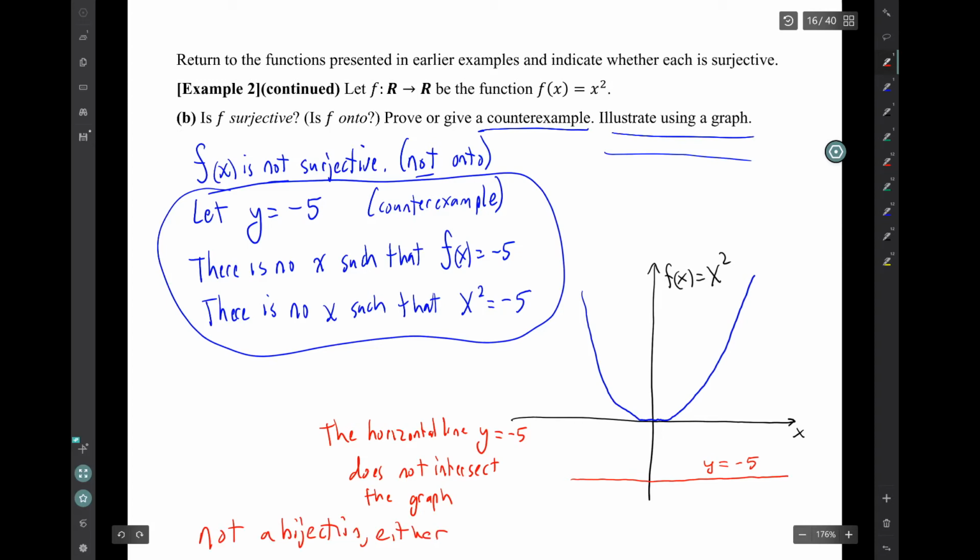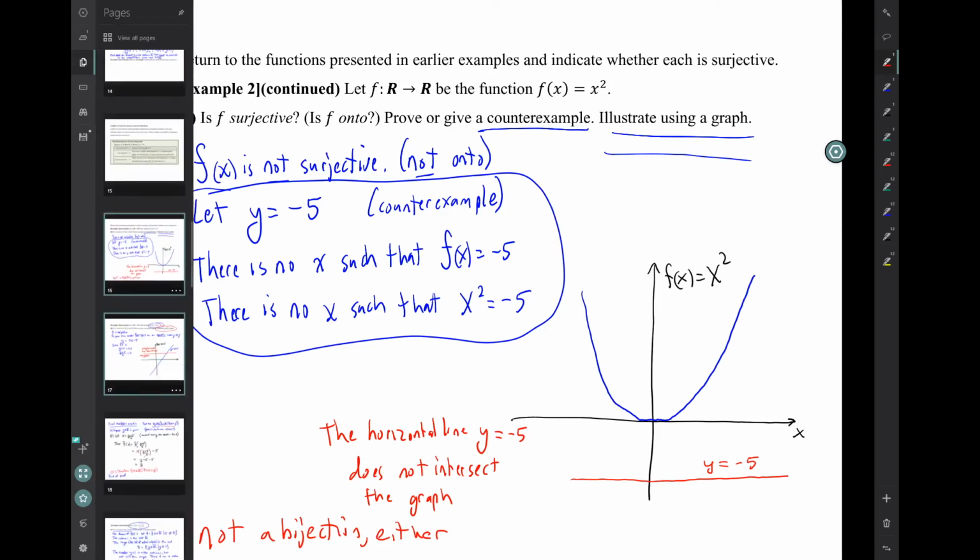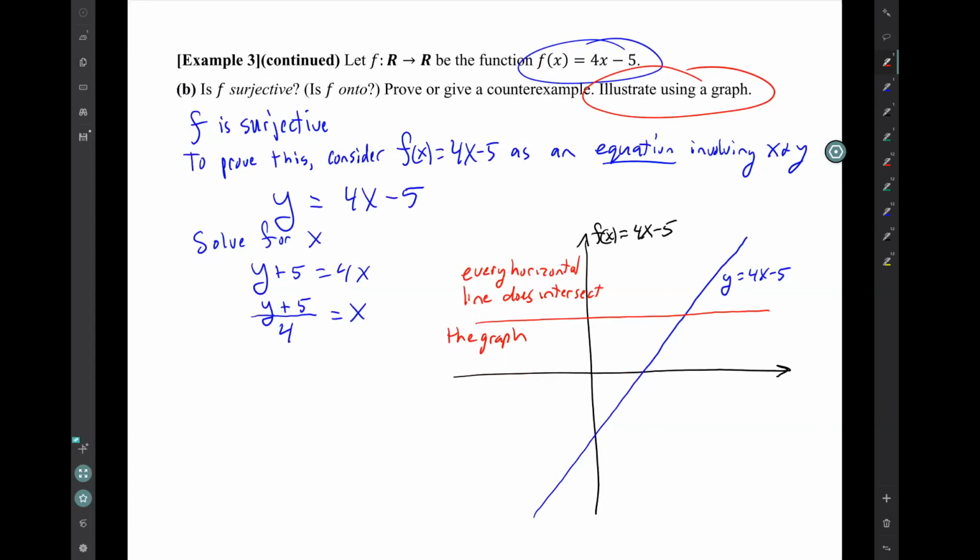All right, let's look at example 3. We found that example 3 was injective because it passed the horizontal line test that no horizontal lines touch the graph more than once. And it was surjective because every horizontal line does intersect the graph at least once. So this function is bijective as well.